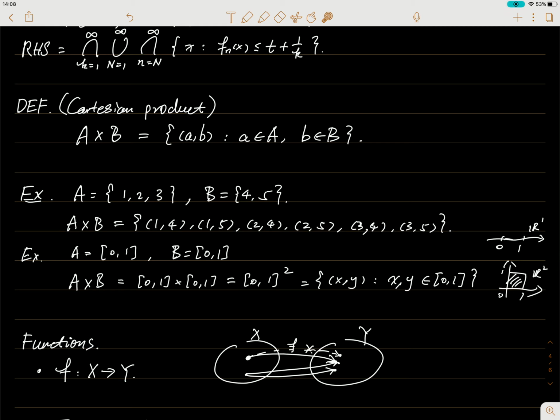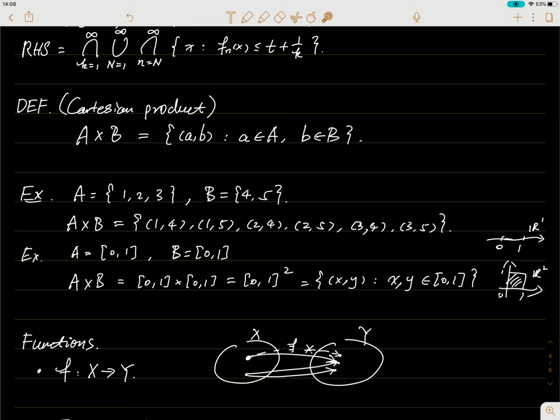That's one example. Another example is that A is the closed interval 0 to 1 in R, and B is the same one, also the closed interval 0 to 1. The Cartesian product of A and B is just the Cartesian product of these two intervals, and usually it's written as [0, 1] squared. What that really means is this is a pair of numbers x and y, where x is from A and y is from B. But A and B are the same, so x and y are both from this set.